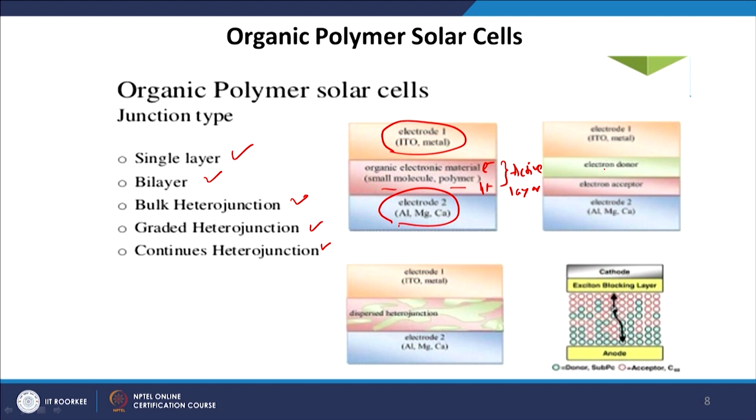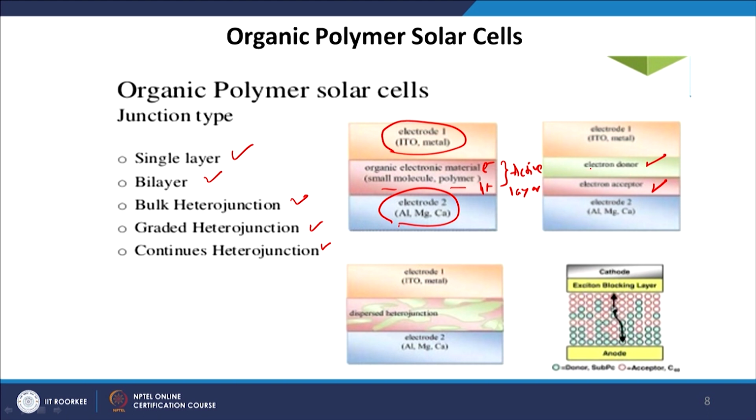Now if you use two different materials, like here, one is the electron donor and another is the electron acceptor. Both are organic materials, but one is the electron donor, which donates the electron, and the other is the electron acceptor, which accepts the electron. The electrons will flow toward the downward direction and the holes will go toward the upward direction. That is an example of a bilayer device.